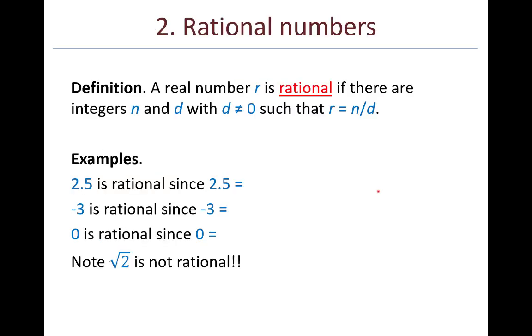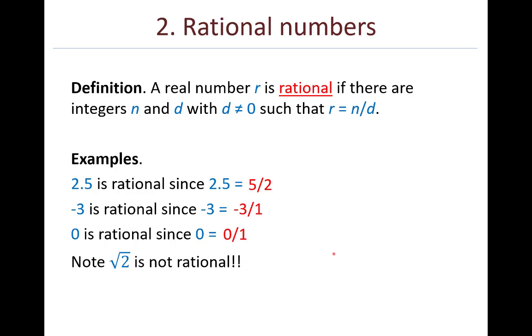Moving on. 2. Rational numbers. Here's our definition for rational numbers. A real number r is rational if there are integers n and d, with d not 0, such that r equals n divided by d. For example, 2.5 is rational since 2.5 equals 5 over 2. I really have expressed 2.5 as a ratio of integers. Negative 3 is rational since negative 3 equals negative 3 divided by 1. And 0 is rational since 0 equals 0 divided by 1.